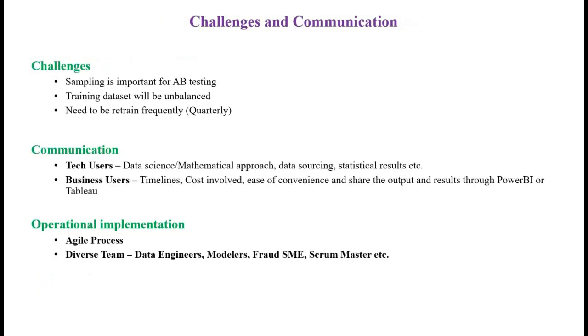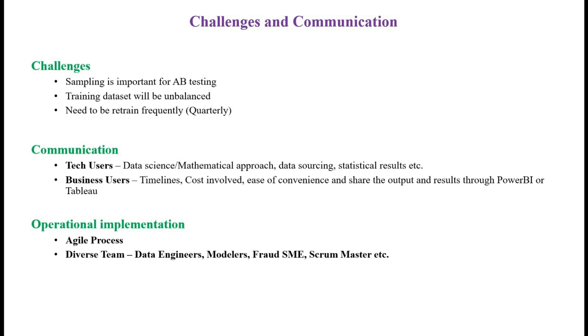Then the next part is again very important. You need to explain what the challenges are in this whole approach. You can say that sampling is very important for A/B testing, because you don't want to fall into a selection bias. You want that 20% population to be very diverse, very random, so that it can be representative of most of the segments of your population.